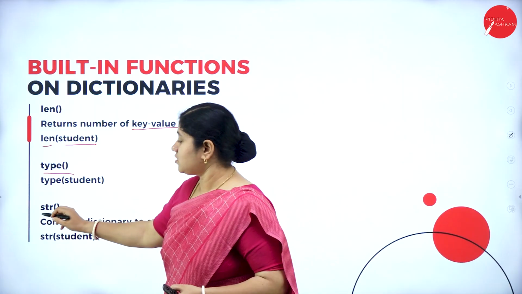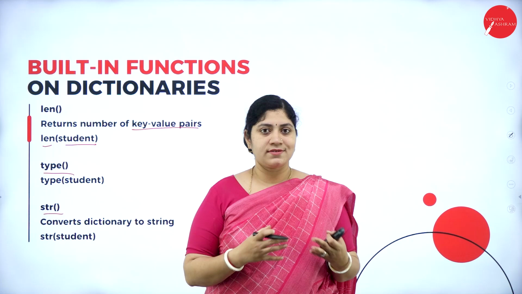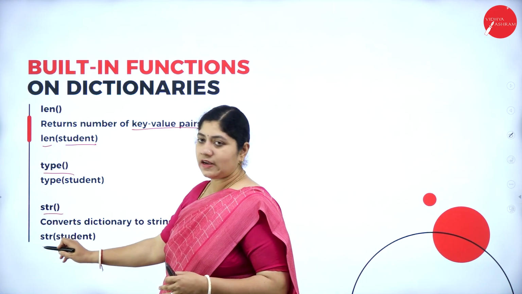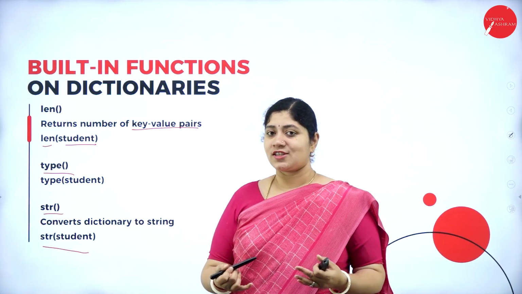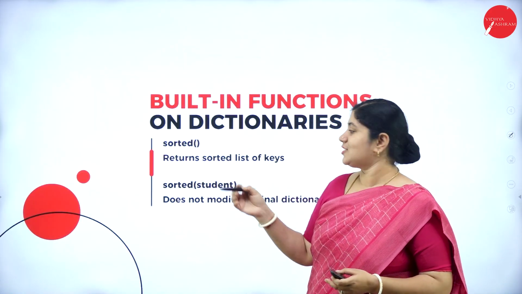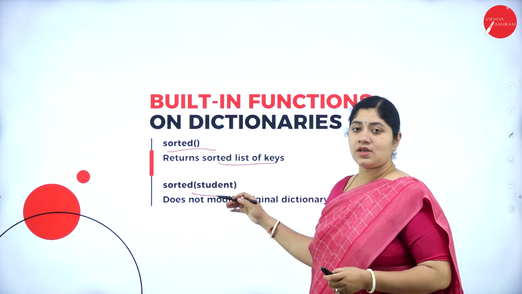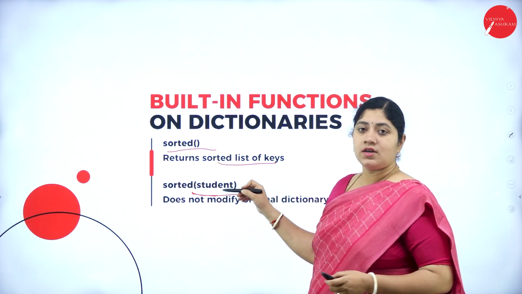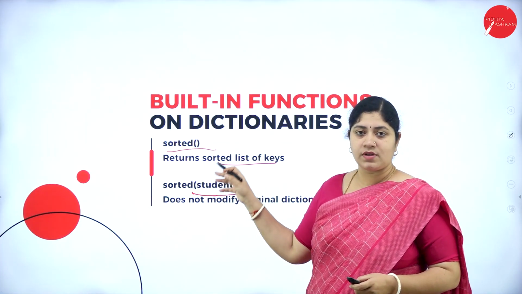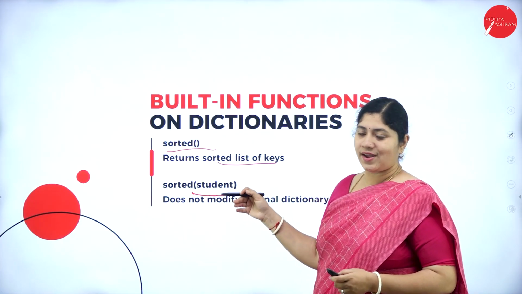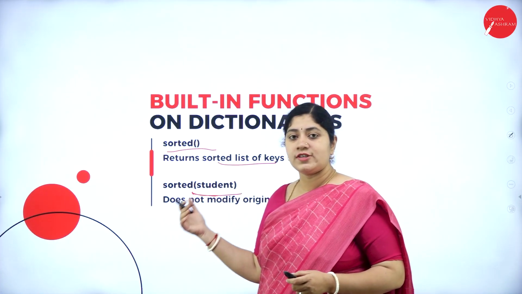The third is str of, which is utilized to convert the dictionary completely to a string, and the example for that is str followed by a key name, that is student, what we have considered as an example. The next built-in function is none other than sorted, which returns a sorted list of keys. So this is an example where we are seeing sorted of student. Student is a key that we are considering in our example from multiple slides, right? Thus, we can say that this won't modify the original dictionary.